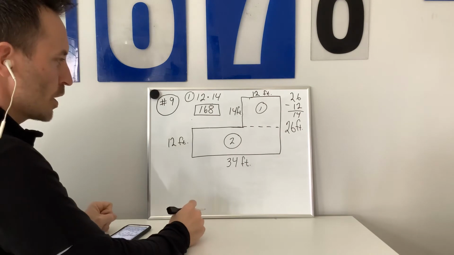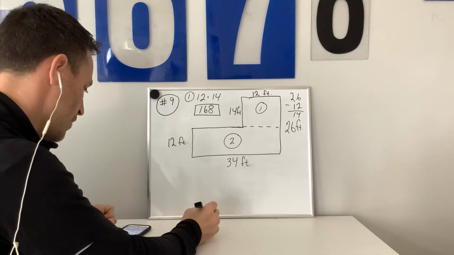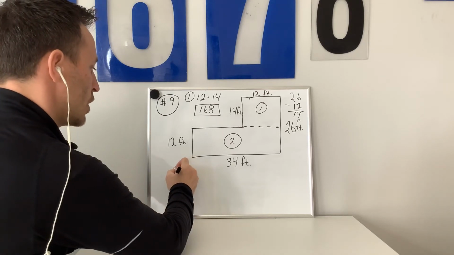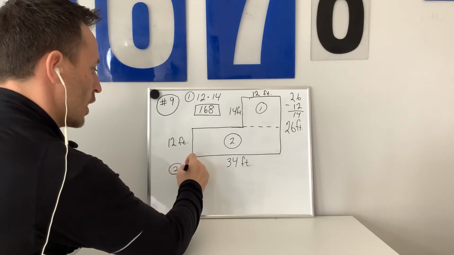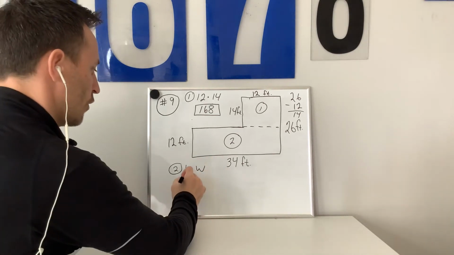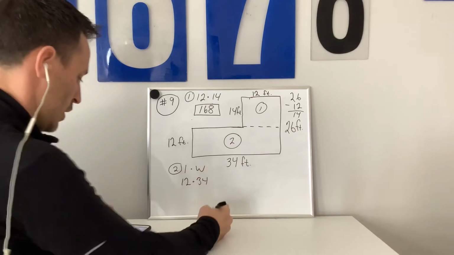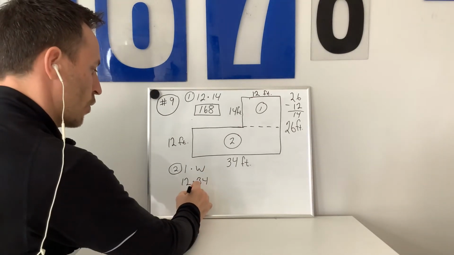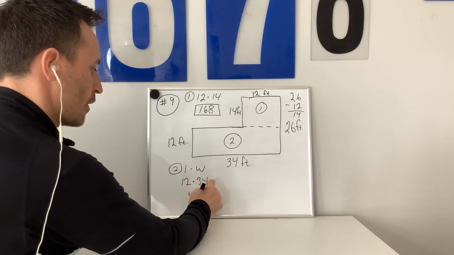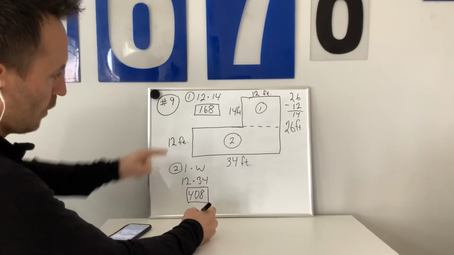So what can we do to find the surface area of this shape? Well, the same thing. So number 2, we're going to take our length times our width. 12 times 34. That's going to give us 408.